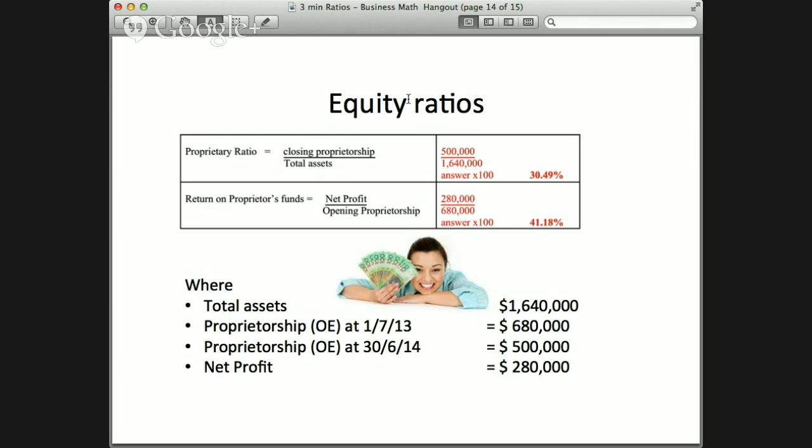The return on proprietors' funds is the net profit, which is 280,000, divided by the opening proprietorship, which is 680,000, giving 41.18%. As a business owner, you really need to compare the rate of return against other variable interest investments. A 41% return on your investment is pretty good. But if it was down to maybe 10 or 5%, then perhaps it really isn't a good business to begin with.